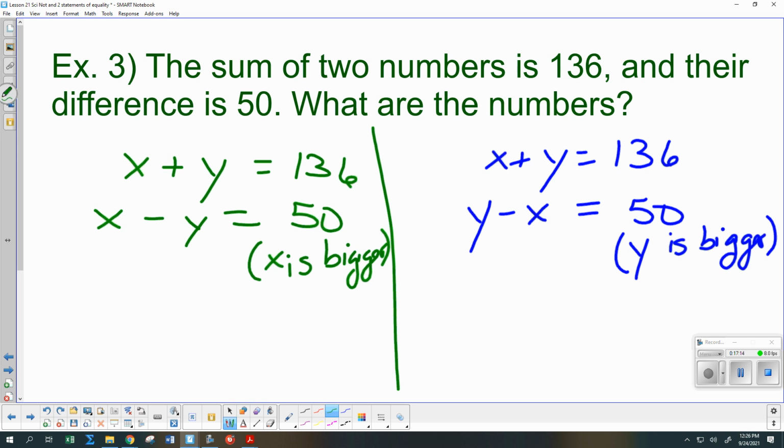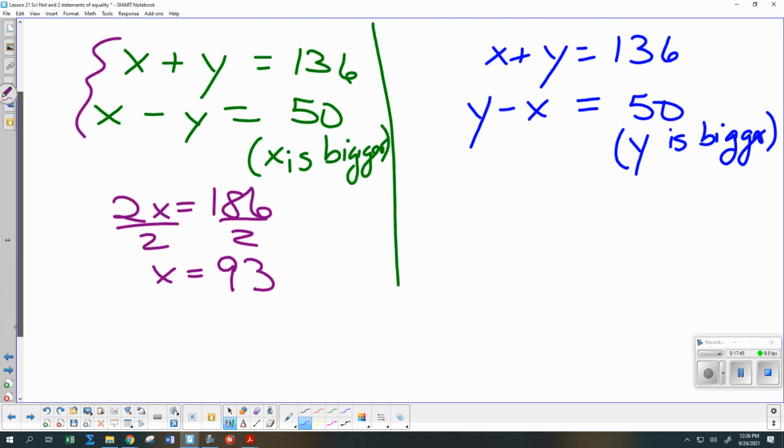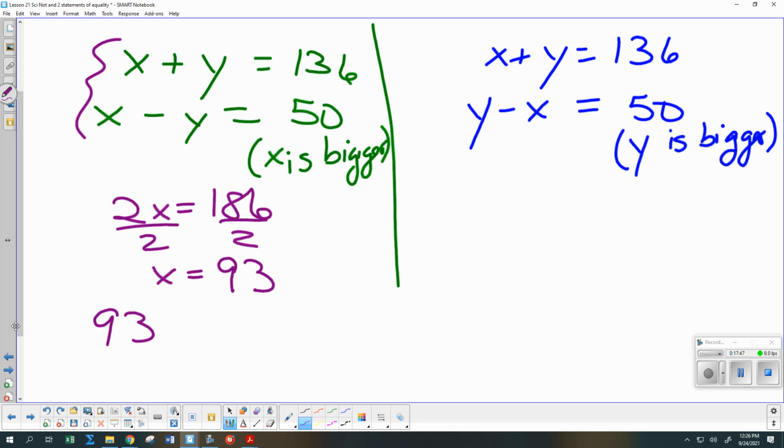So now let's go through and solve it. What method do you want to use on this system? You're kidding me. You want to make it that hard? Oh. Let's do elimination. We've already got a plus and minus y. Let's just say 2x is 186, divide both sides by 2, and x is 93. Did I do that right? Does that look right? So then if I plug in 93 plus y is 136, or 93 minus y is 50, y has to be what, 43?